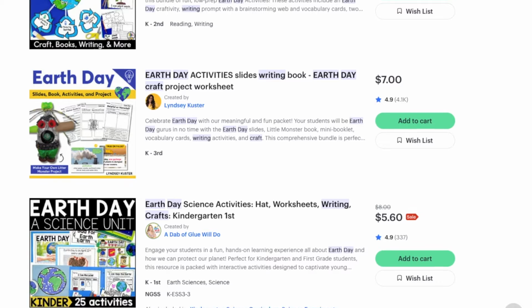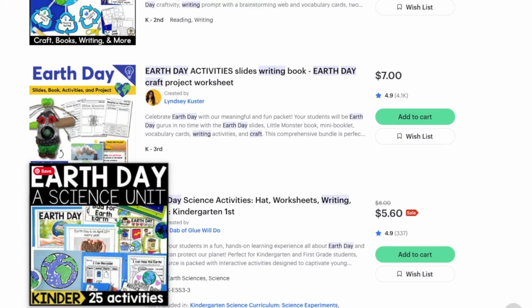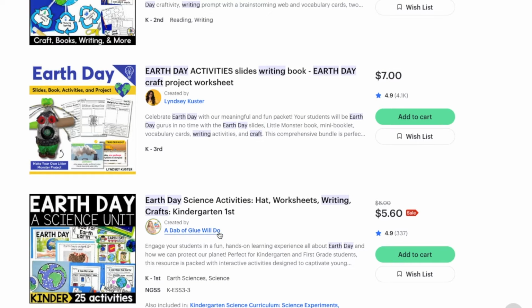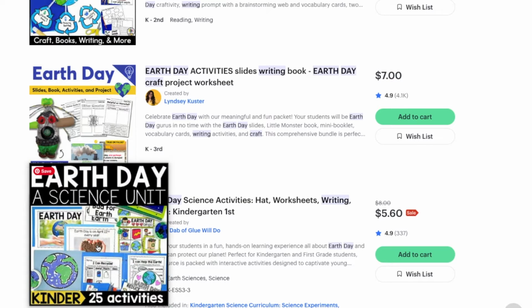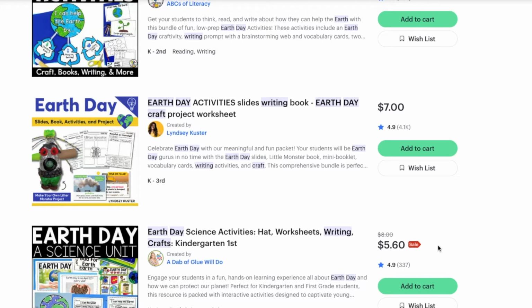sometimes what teachers will do is they'll price. So for example, this one right here, a little dab of glue will do. I've actually purchased a science unit from her, and they're very detailed. Her regular price is $8, so she's in line with this one here, and I suspect it's going to have a lot of the same stuff. She's got, I can see the craft right there. She's got it on sale.